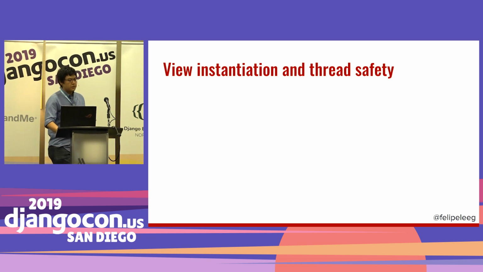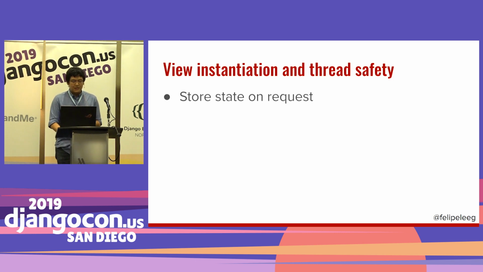So, view instantiation and thread safety. I'm going to go over this a little bit quickly, mostly because this isn't directly the meat of my talk, or the reason for my talk. It just explains some of the reasons why it looks how it does now. I'm going to go over some ideas of what was considered before we got where we are now. I also have a link to the article in case you're interested in reading more in depth about all the pros and cons.